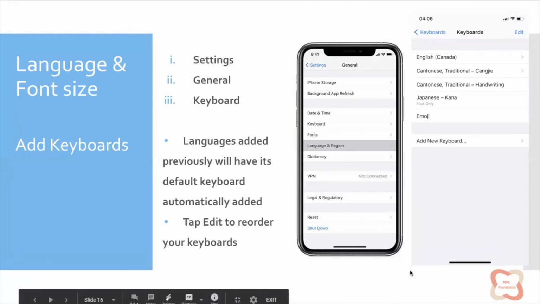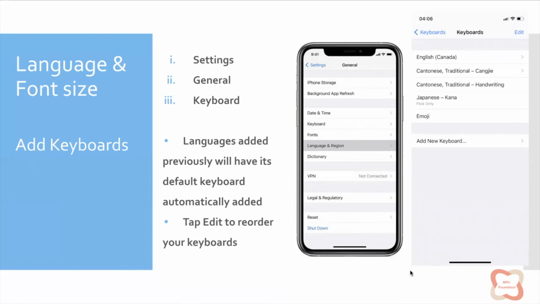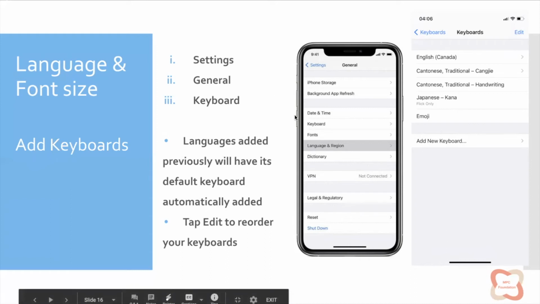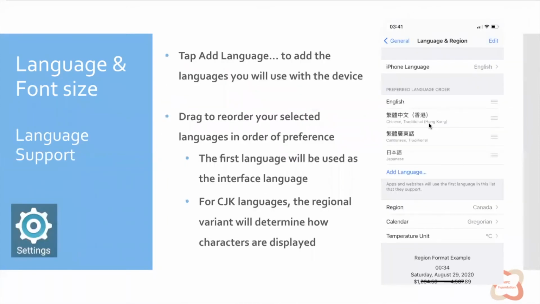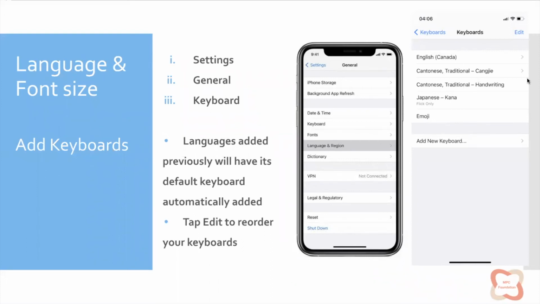And now, of course, if your phone is in a different language, you would probably also want a keyboard in that language, right? How you change or add keyboards follows the same general direction. You go into Settings, go into General, and instead of going into Language and Region, this time you go into Keyboard. It's above Language and Region in this case, so right here. When you enter Keyboard, you'll see a list of keyboards that are already added to your phone. Languages that were previously added will automatically have a default keyboard added to your keyboard list, so you don't have to worry about adding it separately. And once again, like your languages, you can tap Edit in the right-hand corner over here to reorder your keyboards.